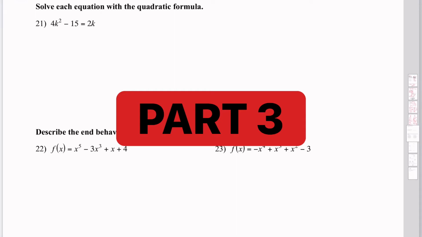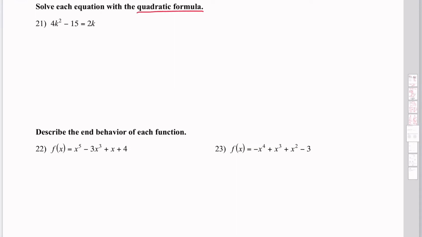Beginning with question 21, let's solve the equation using the quadratic formula. Hopefully you guys remember that it's x equals, but because this question is in terms of k, we're going to write k equals negative b plus or minus the square root of b squared minus 4ac all over 2a.